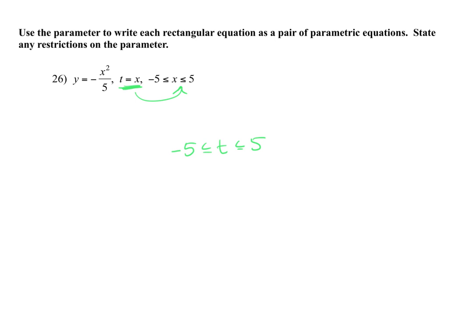So like for this one, I actually already have one of my parametric equations. x equals t was given to me. So that means just rewrite him plugging that in. Instead of x, write a t. So y equals negative t squared over 5. And you have both of them.